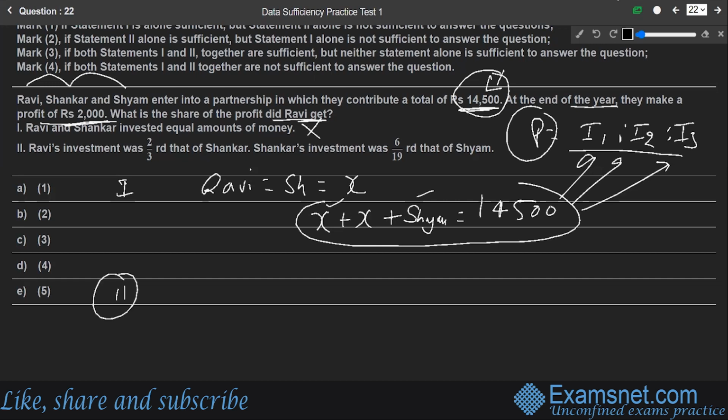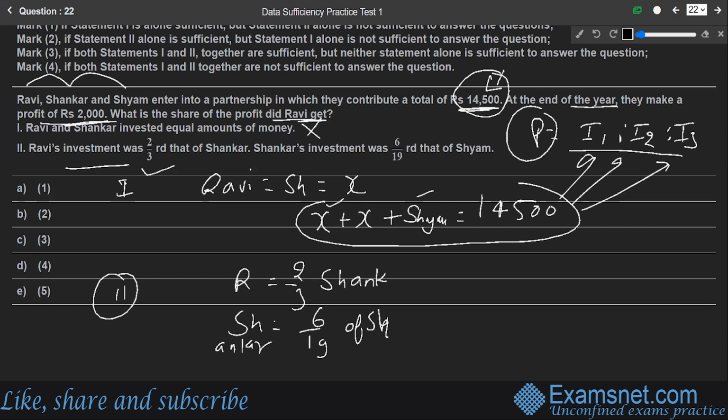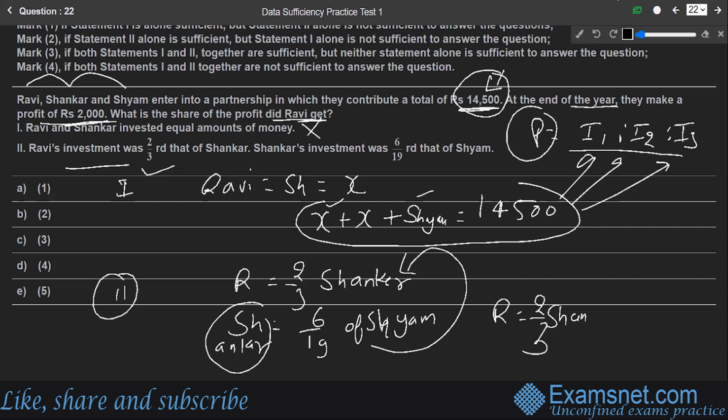If we see the statement number second alone, Ravi's investment was two-third that of Shankar. So Ravi's investment is 2 by 3 of Shankar's investment, and Shankar's investment is 6 by 19 of Sham's investment. So clearly we can do something here. Two-third of Shankar's investment, and Shankar's investment was 6 by 19th of Sham's investment. So clearly Shankar's investment value can be put back here. So we can say Ravi is two-third of Shankar, where Shankar is 6 by 19 of Sham itself. So Ravi is also 2 by 3 into Shankar's value, which is 6 by 19 of Sham. So we can write in place of Shankar, 6 by 19 of Sham.